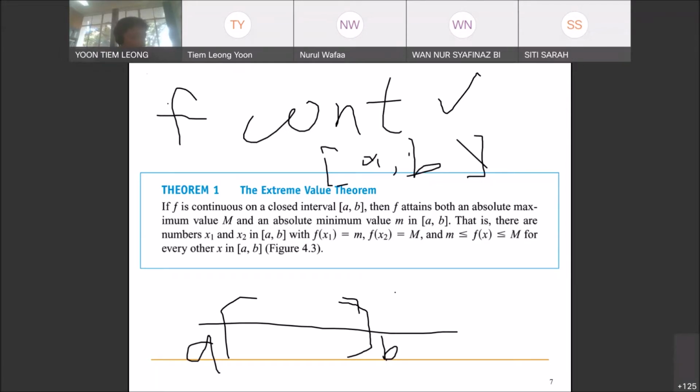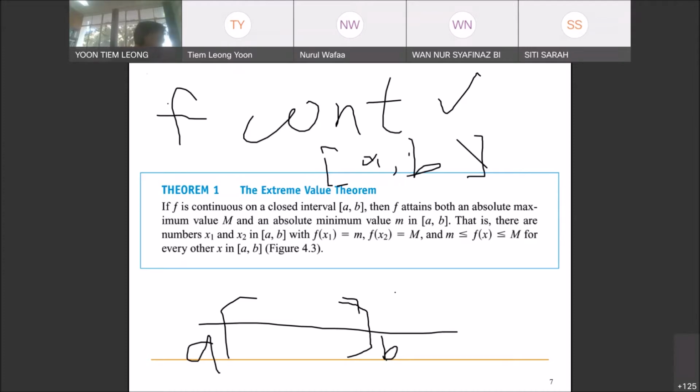Okay, so this is a theorem that guarantees the existence of the extremums, right? It doesn't tell you where the extremum is, but it guarantees that you must have at least one absolute maximum and one absolute minimum somewhere between a and b, right? Inclusive of the points a and b as well.